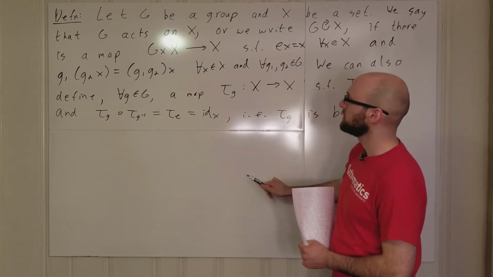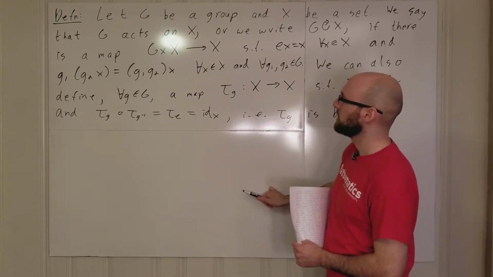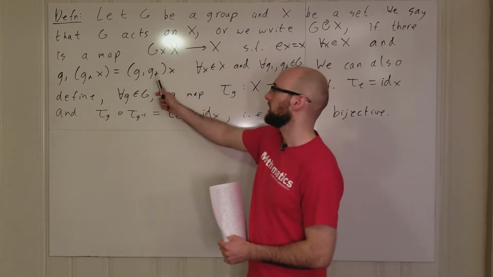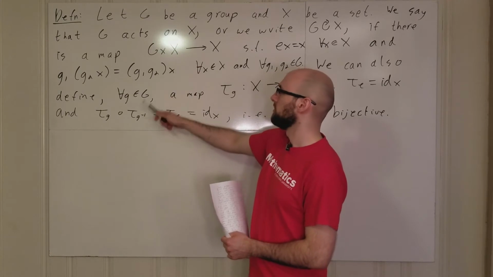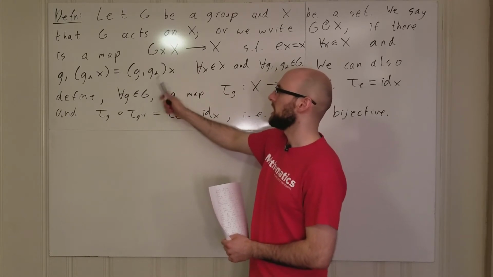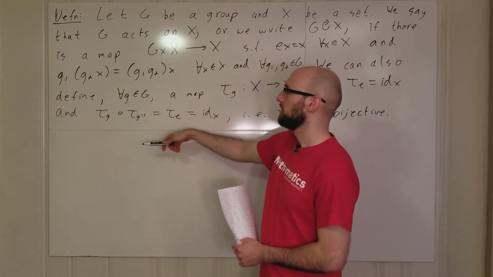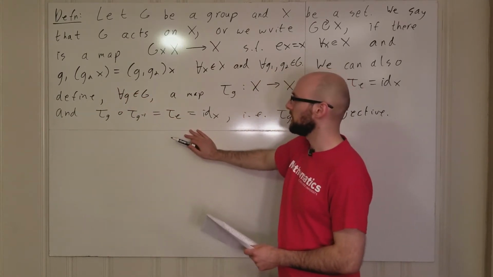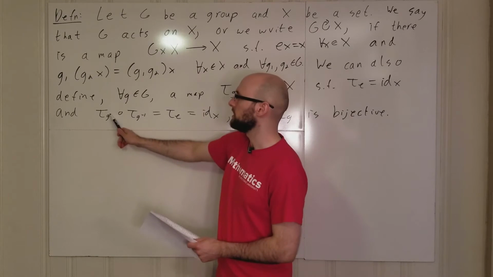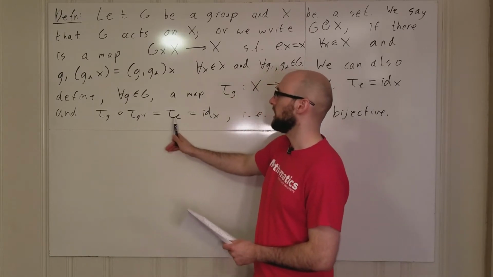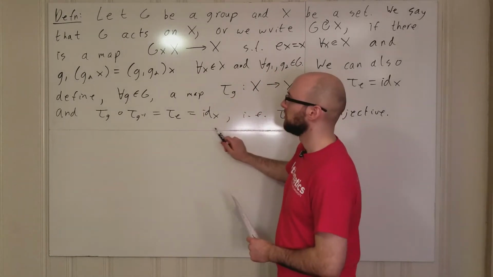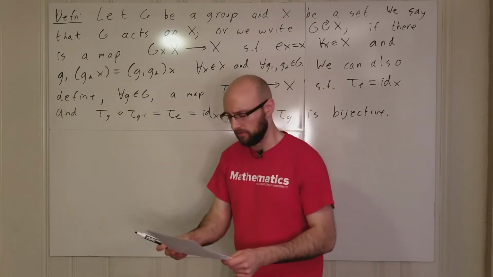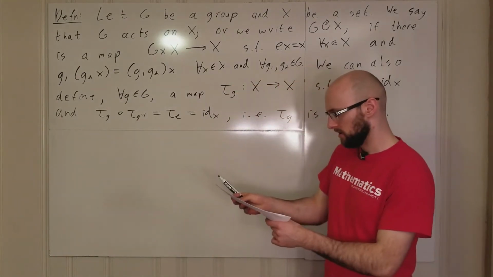I'm trying to see, is it immediately obvious that these two are exactly the same? Because if you look at that second statement here, if you were to translate this one into this language, it should say tau_g2 of tau_g1 equals tau_g2g1 or something like that. And I'm sure you could go ahead and prove that those are equivalent. I didn't take the time to do that.